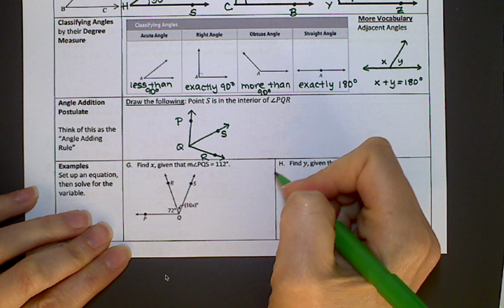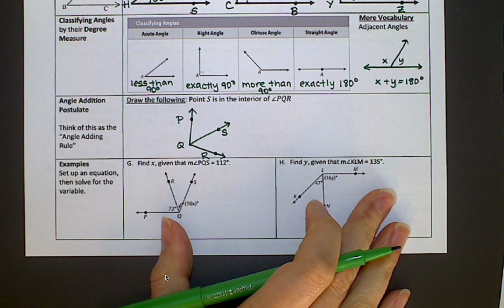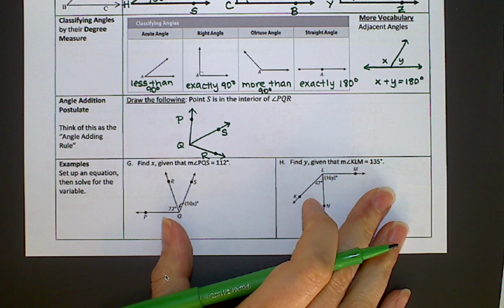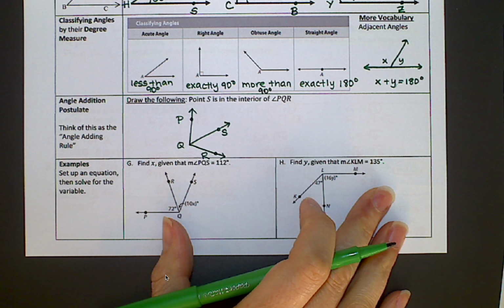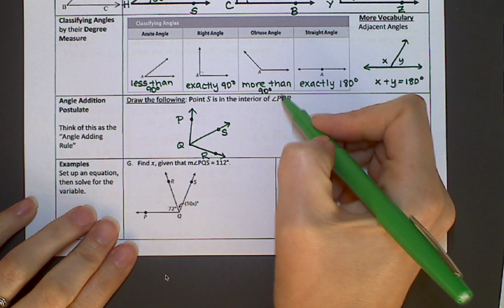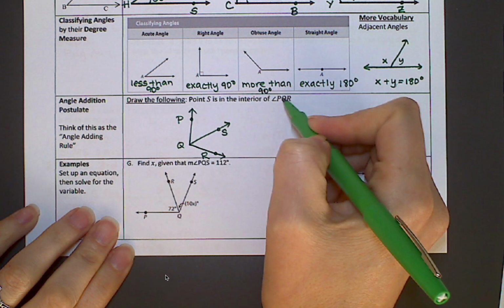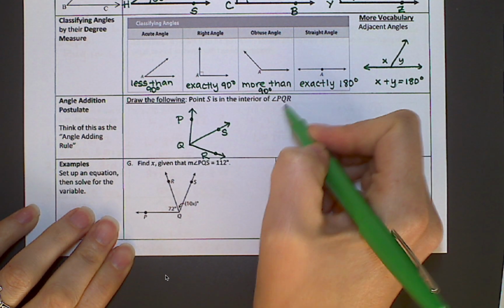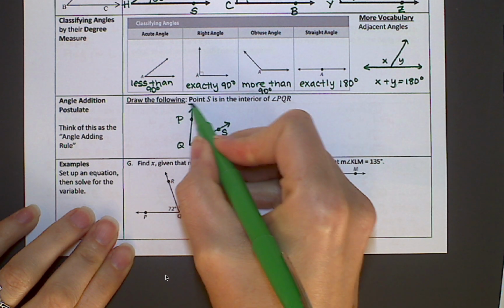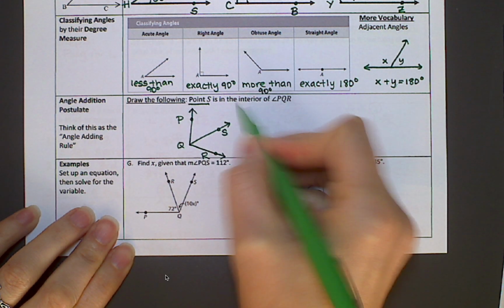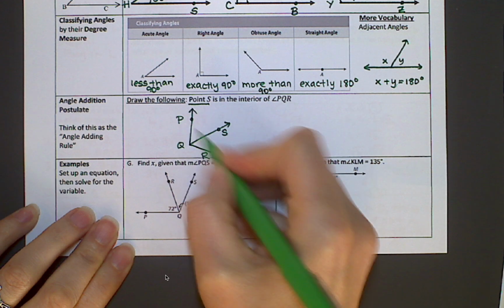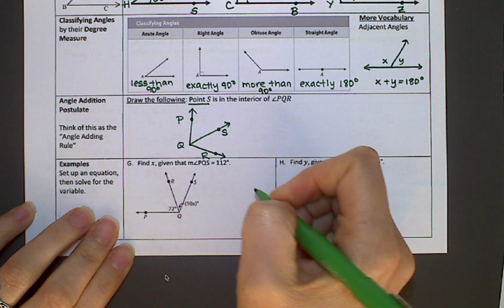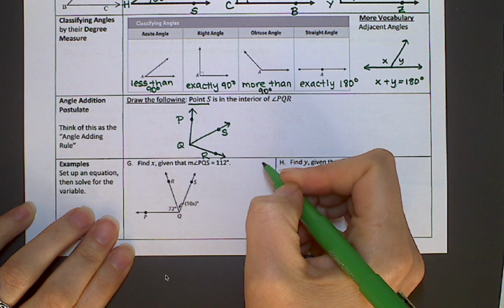Okay. So when I'm looking at this, we want to make sure that we first draw our angle correctly. So we have our P first, and then our Q, because that's the vertex, and then R. And then since it says point S is inside or interior, it's going to be in between these angles, okay? So that's really important to be able to draw this first.